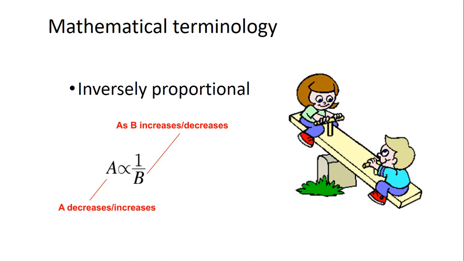Something increases, something else decreases. So as your spending increases, your bank account decreases. That would be an inverse proportion.